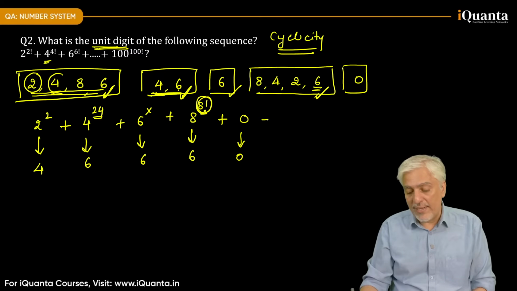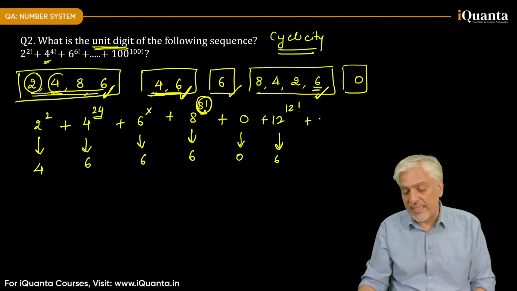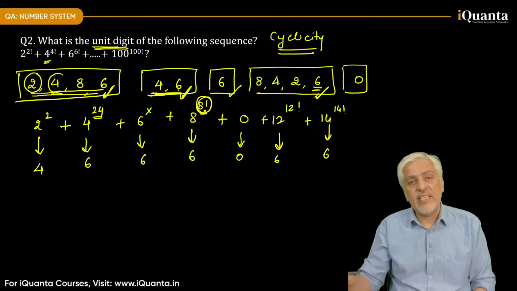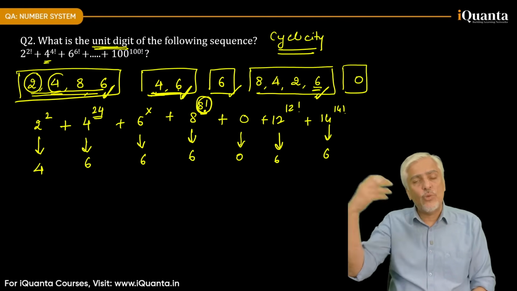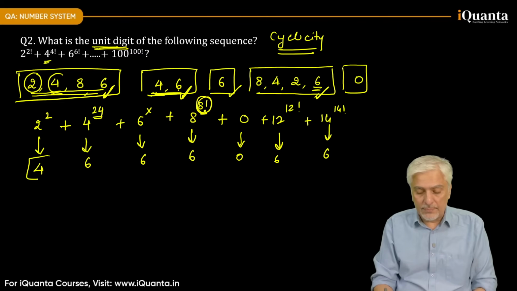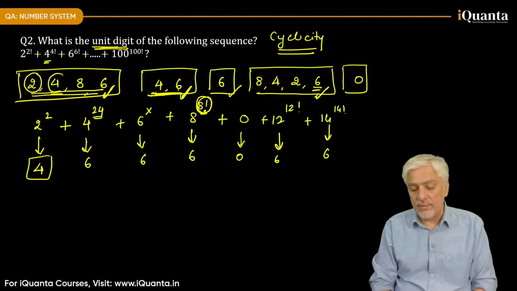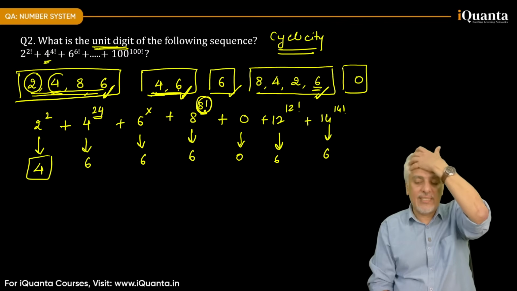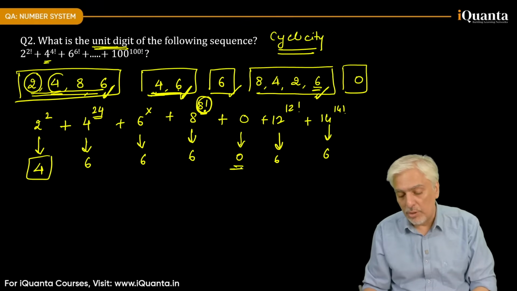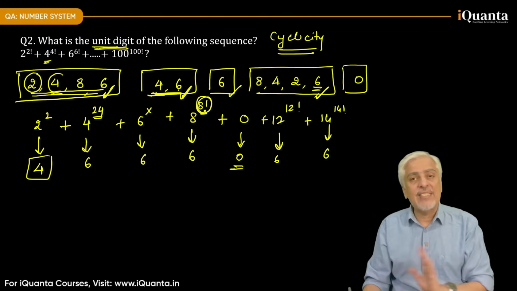That means 12 raised to 12 factorial will end in 6. 14 raised to 14 factorial will end in 6. 16 raised to 16 factorial will end in 6. 18 raised to 18 factorial will end in 6. So everything is going to end in 6 except this one number. Now let's be very careful. We just have to carefully count how many times the 6 comes and how many times 0 will come. So 2, 4, once 4 is coming, all the other times 6 is coming, and some zeros in between.